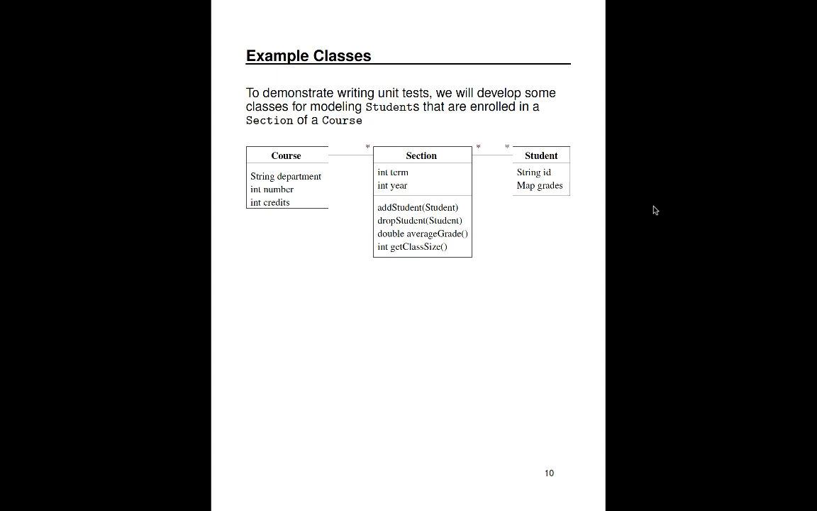Each section has a term and a year, both represented as integers. And it also has a bunch of methods, a bunch of behavior. So you can add a student to a section, you can drop a student from a section, you can compute the average grade and get the size of the class. And then sections and students have a many-to-many relationship, and each student has an ID and a map of grades that they have in their classes. So this is the domain that we're modeling, and now we're going to look at some unit tests for that.